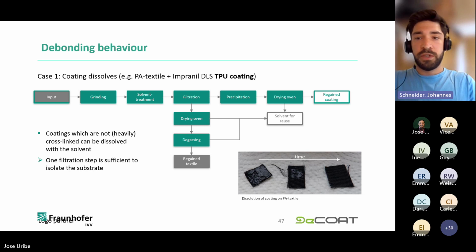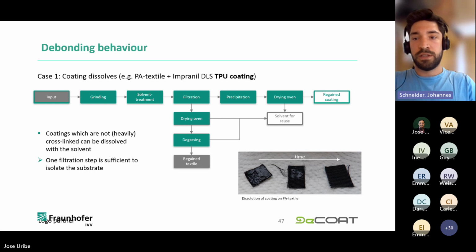And then with an easy filtration step, the textile can be separated from the solvent with the coating, and then be dried first in a drying oven and then in a degassing extruder, and we regain a pure textile material. In this case, it would be a PA as a granulate that then can be reused in any reprocessing process.